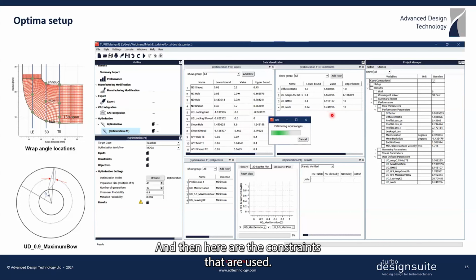And then here are the constraints that are used. So basically, in addition to throat and the overall diffusion ratio, we constrain some wrap angle related user defined parameters like the UD wrap, which is basically the wrap angle difference between 15% span and up at the blade trailing edge. And then the UD-RMSE calculates the root mean square error of all the wrap angle differences between these various locations, and which would actually be zero for a perfectly radial fibered blade. And so this is constrained as well.